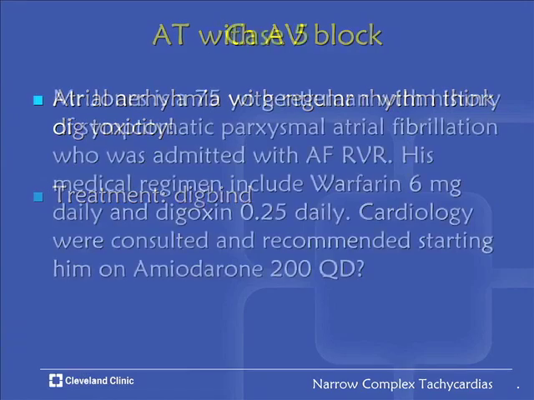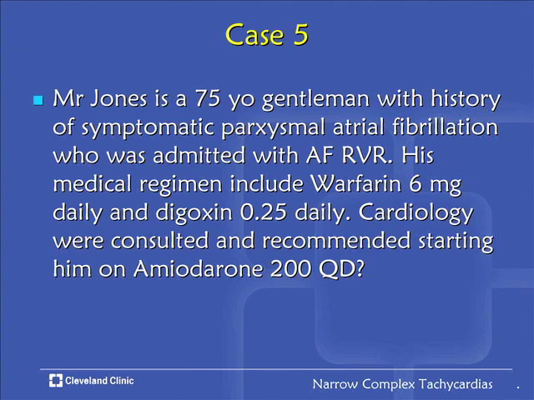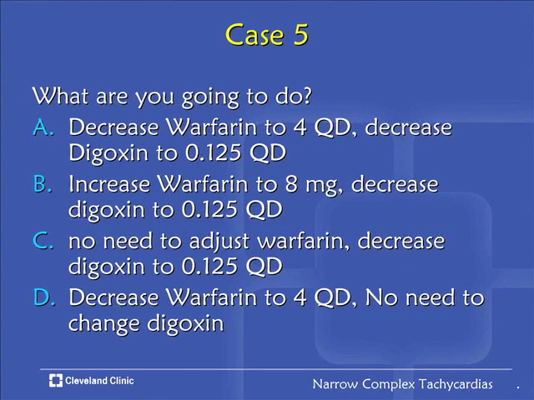Mr. Jones is a 75-year-old gentleman with history of symptomatic paroxysmal atrial fibrillation who was admitted with atrial fibrillation and rapid ventricular rate. Medical regimen is warfarin and digoxin. Cardiology were consulted, and they wrote this small note: consider amiodarone, start amiodarone 200 milligram daily. Okay, what are you going to do now?